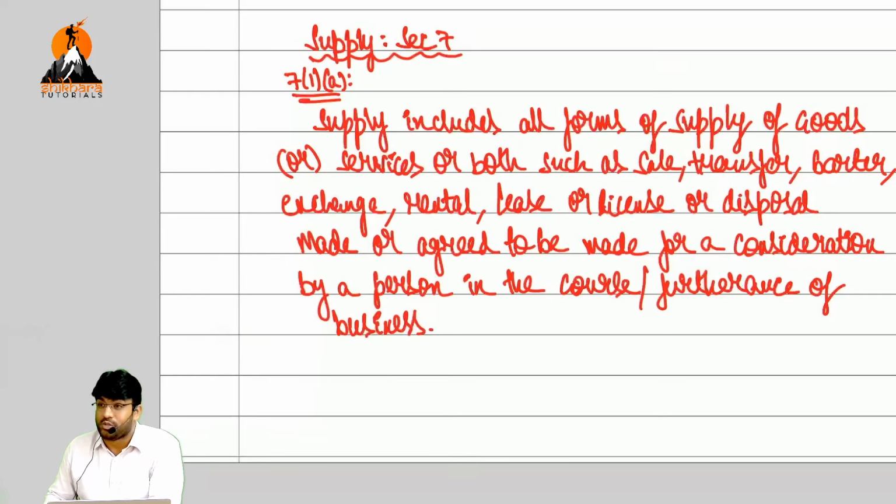Leases are there in accounts also, in Ind AS. It will come. Rental, lease, then license. License means giving a right. Or disposal. Disposal means, for example, sold as scrap, still pay duty. Made or agreed to be made. That means it is done or yet to be done.